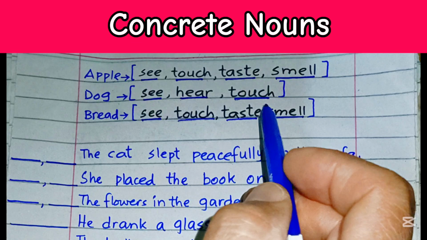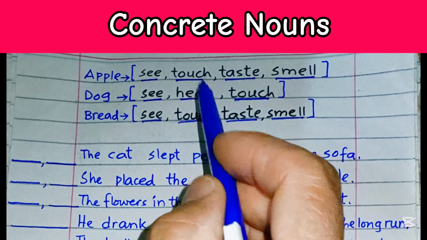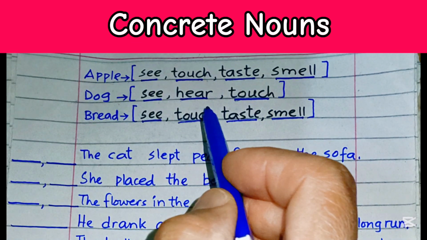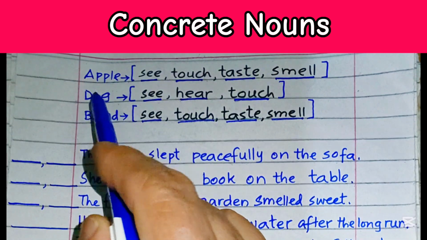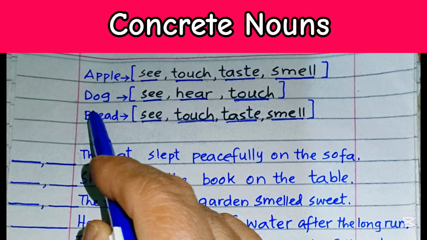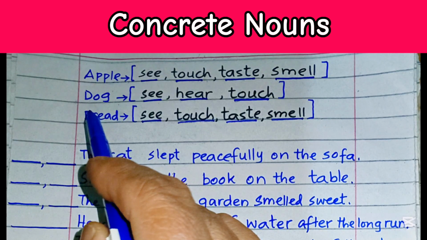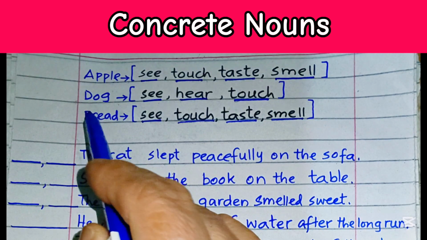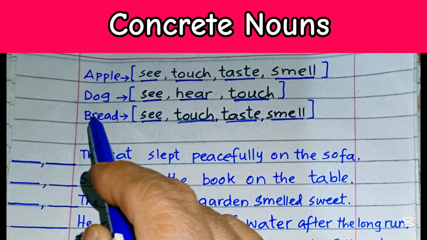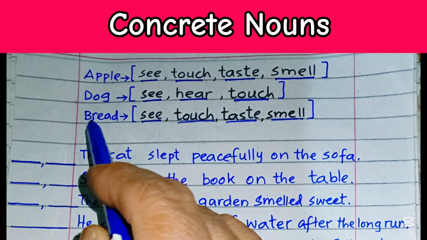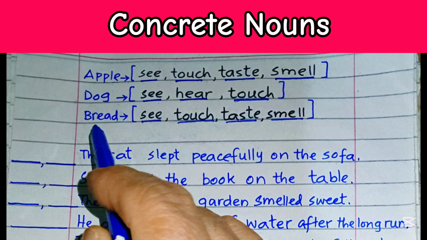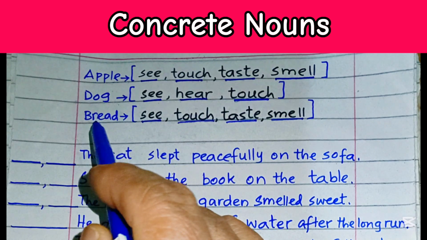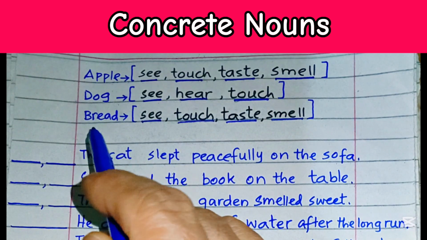So through these examples we come to know that these are apple, dog, bread. These are nouns, and we know that nouns are naming words. Today we're going to learn about a special type of noun, the concrete noun. A concrete noun is something we can see, hear, touch, taste, or smell.